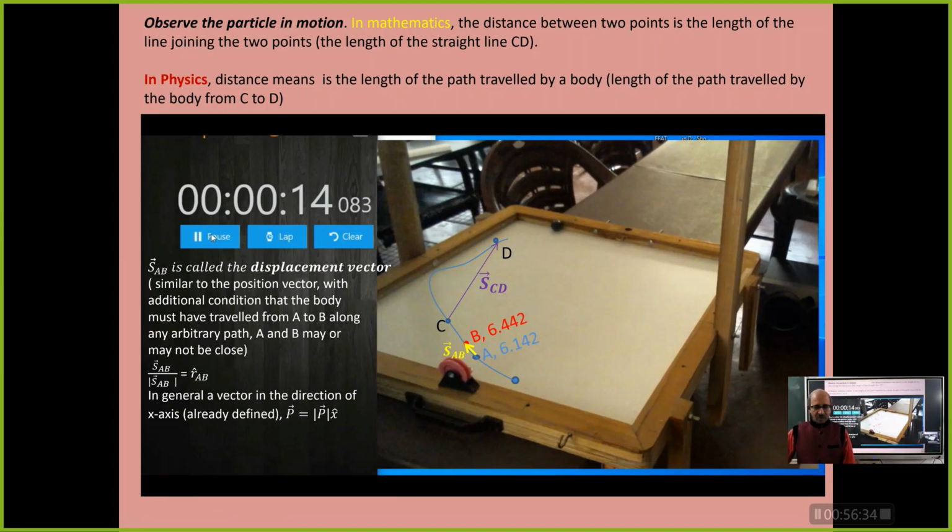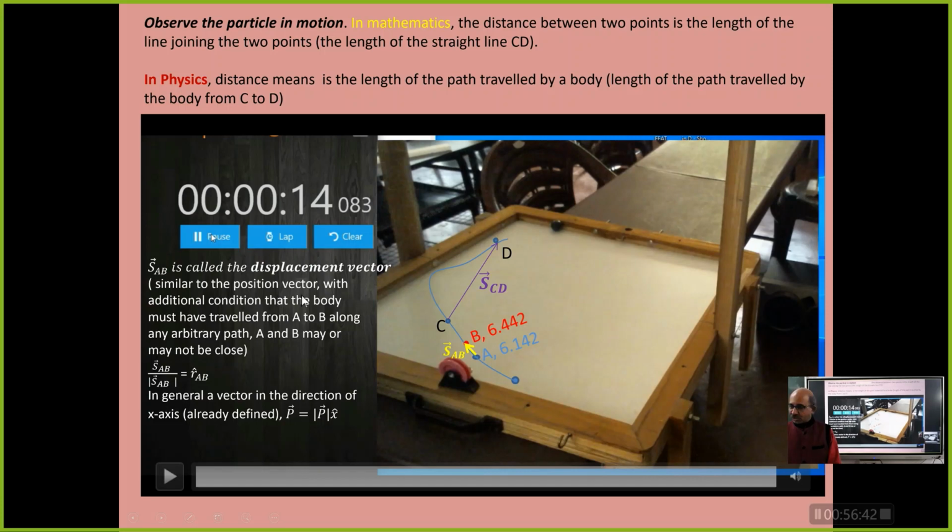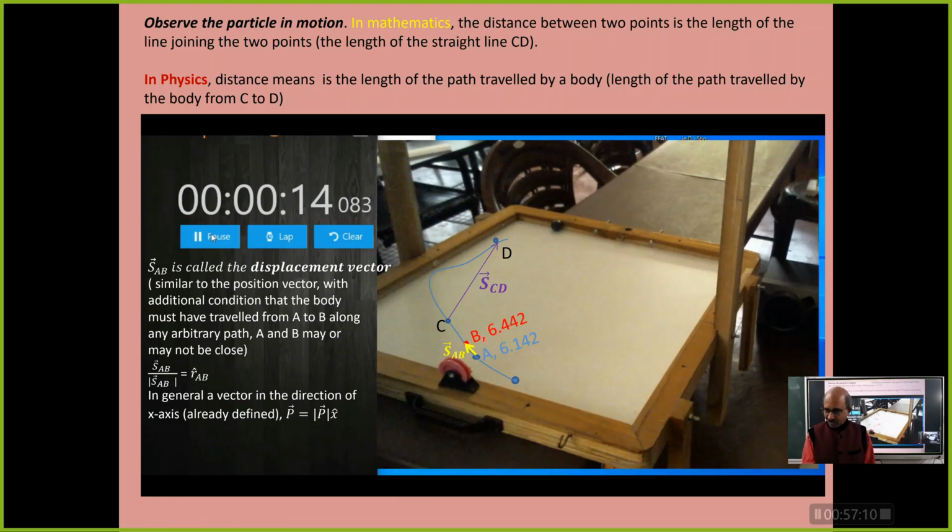Are you clear? Now I am defining a very, very important concept here called the displacement vector. What does it mean? It is similar to the position vector, with an additional condition that the body must have traveled from A to B along any arbitrary path AB, which may or may not be closed. So it could have traveled from A to B from some other direction also.